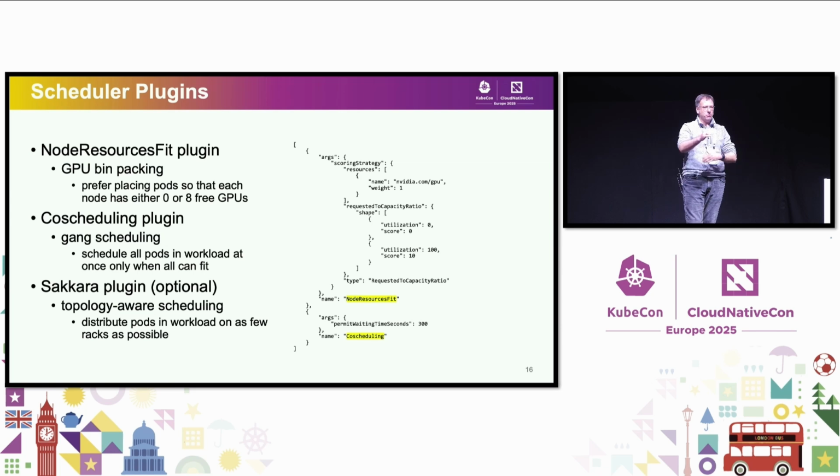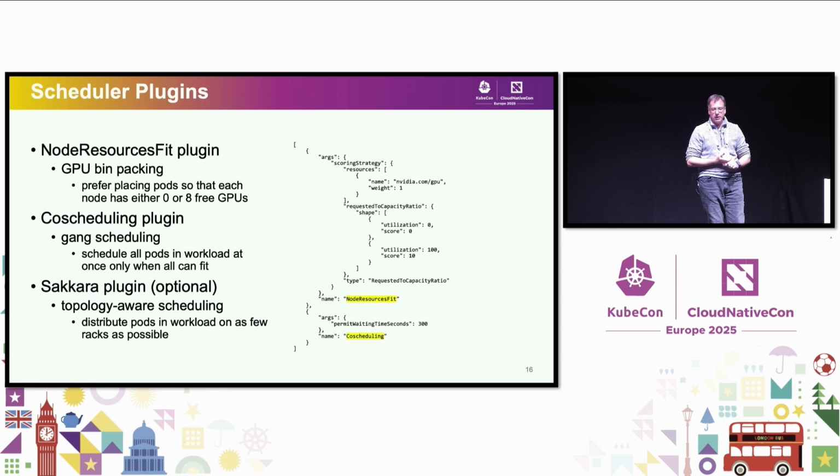If I have a node that has already 7 GPUs utilized and 1 left, I'd better put it there than put it on a node that is entirely empty, because if later I want to run an 8 GPU job on my cluster, that's no longer going to be possible if I fragmented my cluster. So we use a scheduler plugin to try to avoid fragmentation.